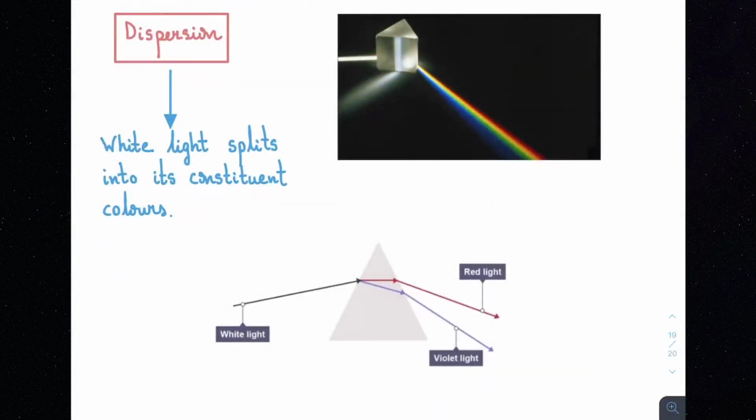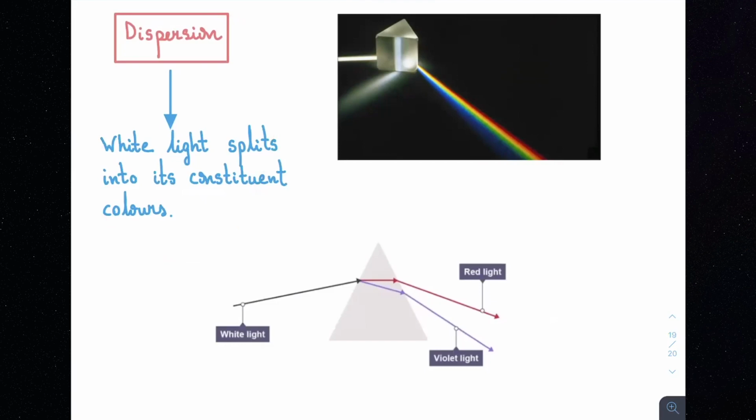Let us now consider a ray of white light incident on a glass prism. Light is observed to split into its constituent colors, a phenomenon known as dispersion. But why does this happen? We have already said that as light enters an optically denser medium, such as glass, it is slowed down and is hence deviated, a phenomenon that is known as refraction.